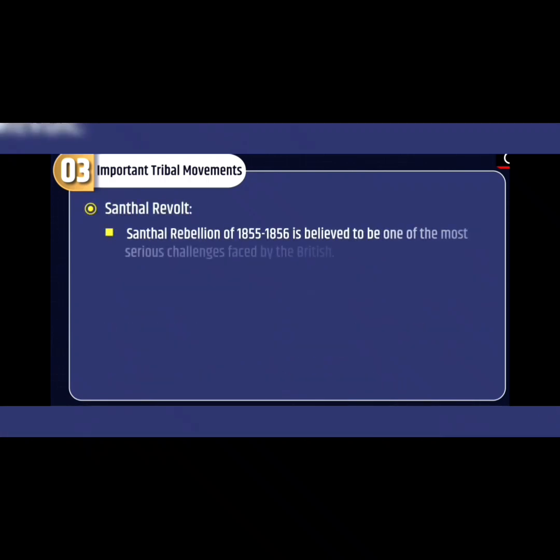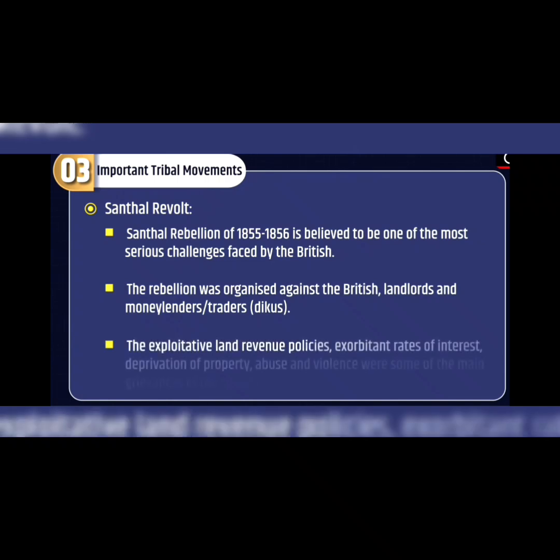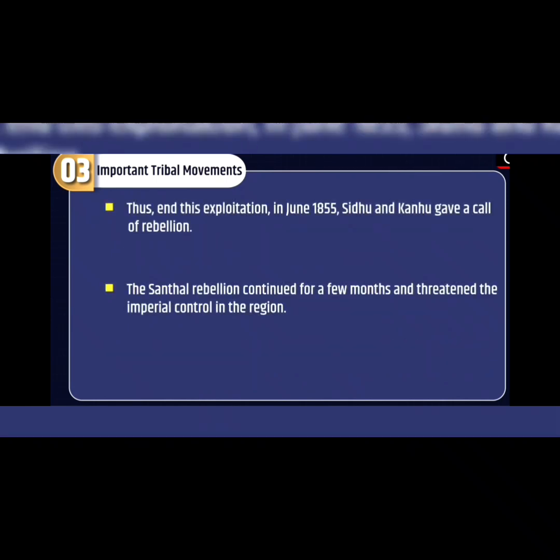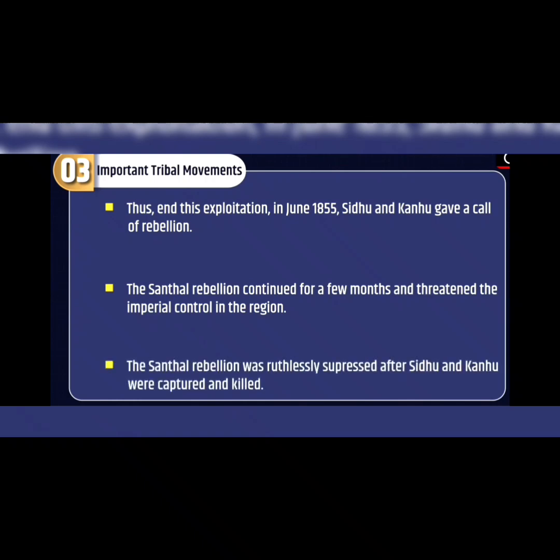Santhal Revolt. The Santhal Rebellion of 1855 to 1856 is believed to be one of the most serious challenges faced by the British. The rebellion was organized against the British, landlords and moneylenders or traders, that is Dikus. The exploitative land revenue policies, exorbitant rates of interest, deprivation of property, abuse and violence were some of the main grievances of the tribals. Thus, to end this exploitation, in June 1855, Sidhu and Kanhu gave a call of rebellion. The Santhal rebellion continued for a few months and threatened the imperial control in the region. It was ruthlessly suppressed after Sidhu and Kanhu were captured and killed.